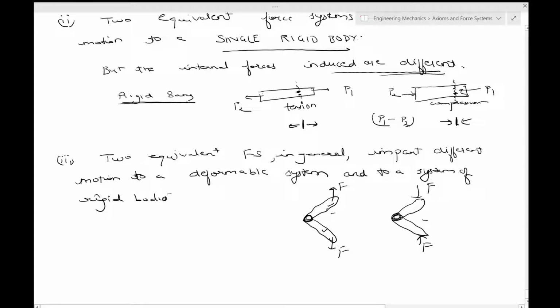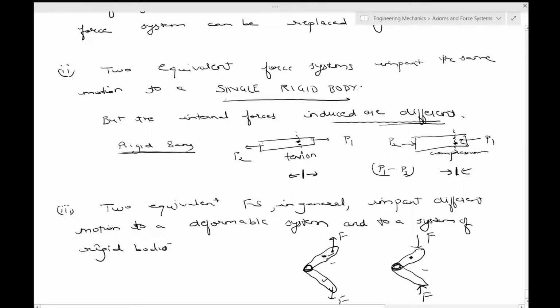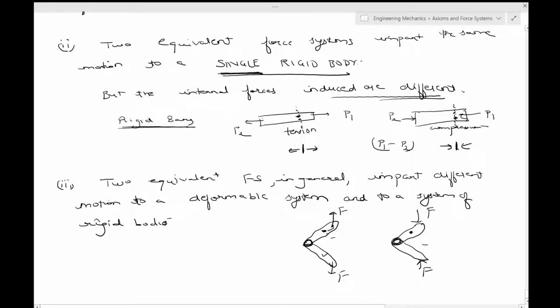you will have a different motion. So for example, this particular point will be moving up, and somewhere over here this will also be moving up. The same point over here will be moving down. And hence even for a system of rigid bodies, the motion will be different, and that's the meaning of this word single rigid body over here in the point 2. They impart the same motion to a single rigid body, not to a system of rigid bodies.